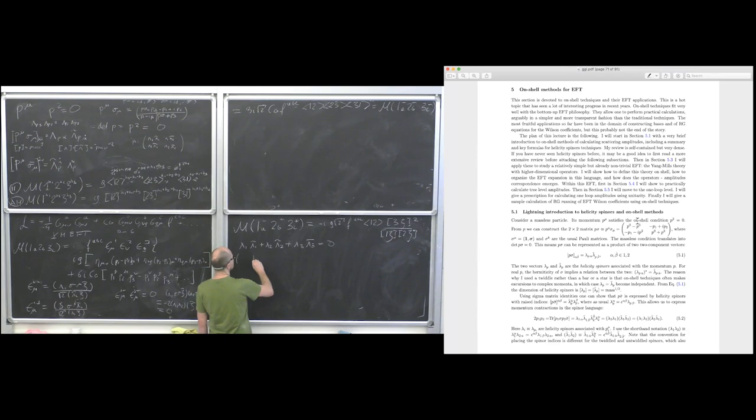Then we get ⟨1 2⟩[2 zeta] plus ⟨1 3⟩[3 zeta] is equal to 0. Which means that the ratio [2 zeta] over [3 zeta] is equal to minus ⟨1 3⟩ over ⟨1 2⟩.